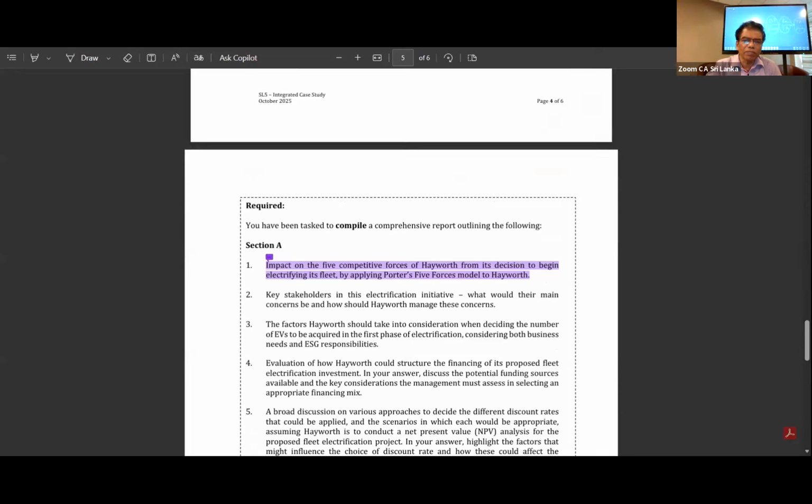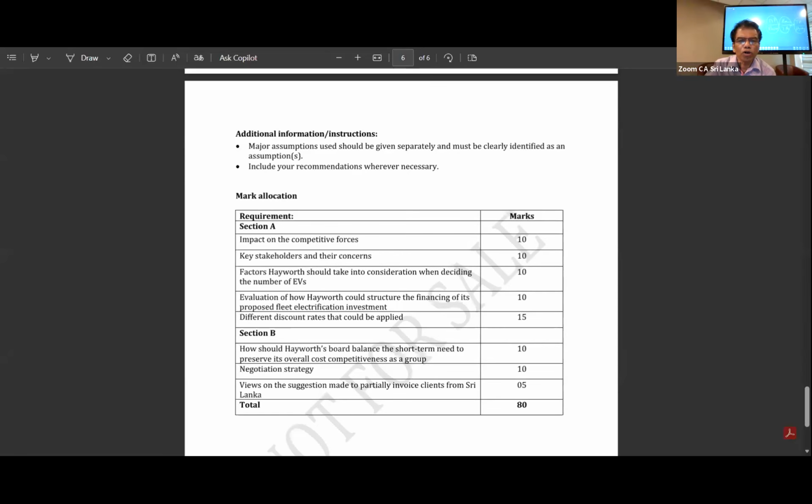The impact on the five competitive forces on Haworth from the decision to electrify its fleet by applying Porter's five forces model to Haworth. So this is the one requirement. When you go to the other marks in there, they say section impact on the competitive forces 10 marks. If you only read this, what you are going to do? You write the five forces. That's all.